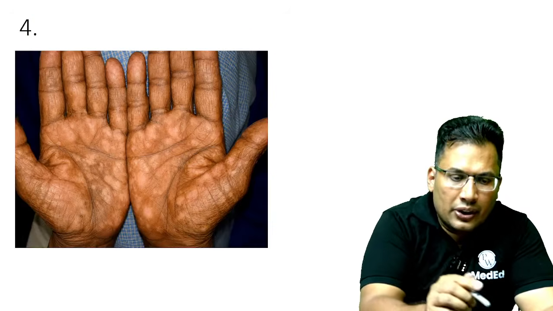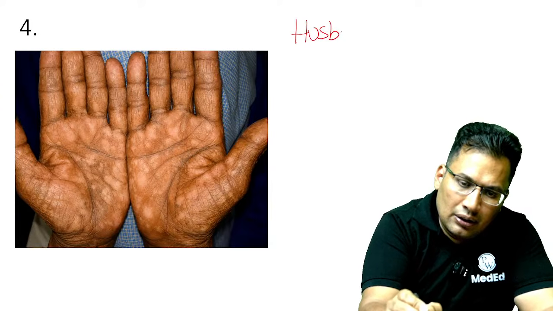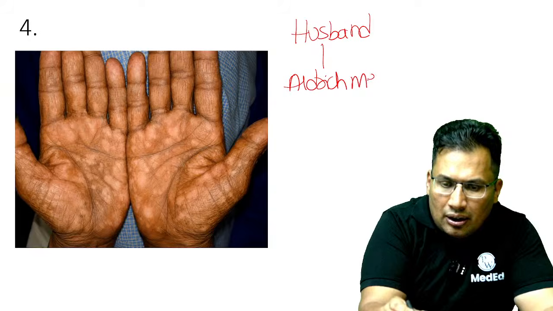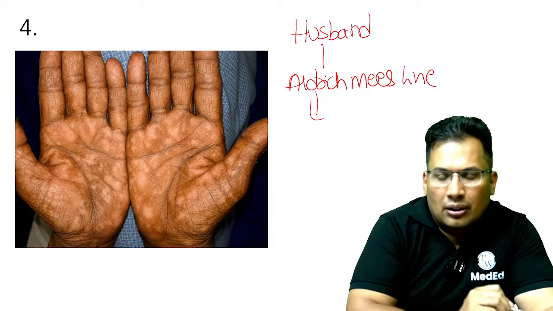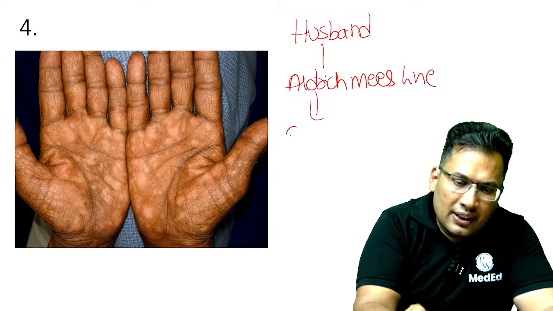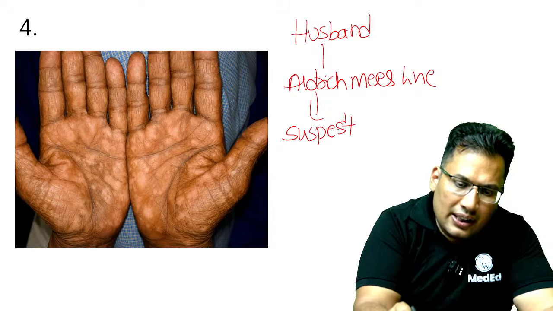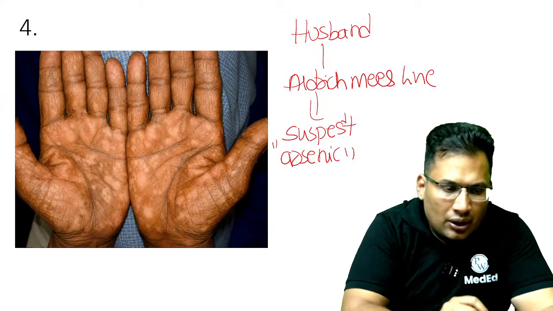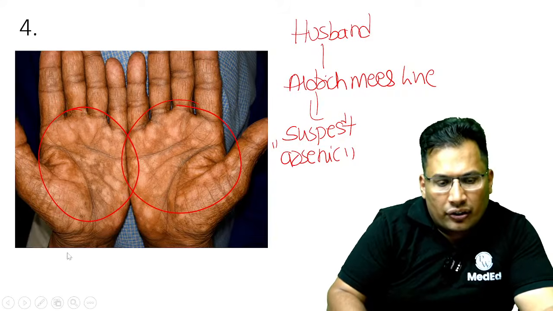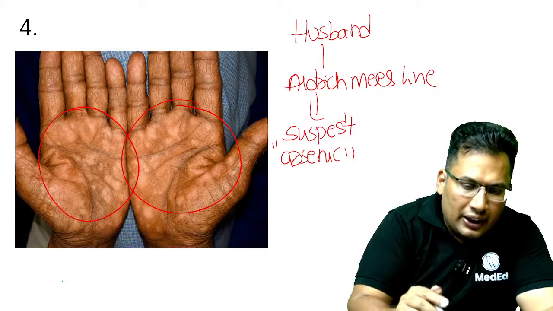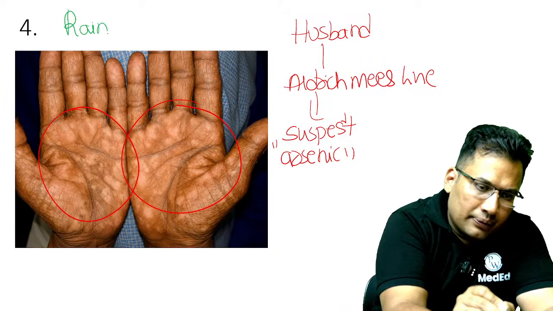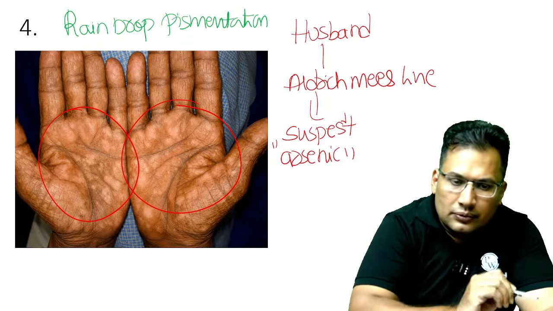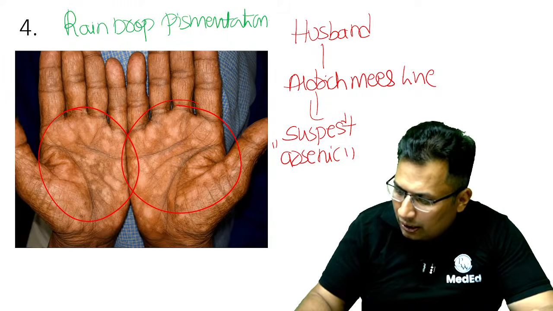Next question. A husband came with a history of Aldrich-Mees lines. He suspects some poisoning, suspects arsenic poison. Some poison was mixed with the water every day, given by his partner. So as a clinician, when you examine the hands, what is the finding? The finding is raindrop pigmentation. Very good.